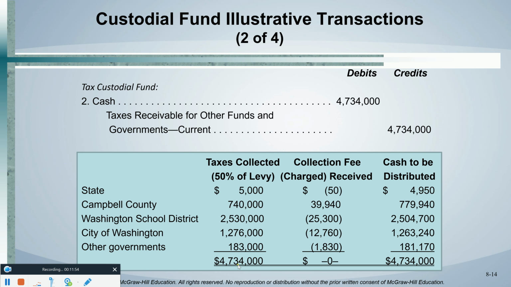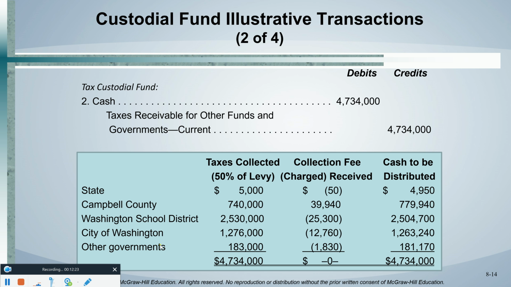$4,734,000 in taxes were collected, and $4,734,000 of taxes will be distributed to the various governments. The only difference is that we're going to take away from all the other governments and we're going to give that fee, that extra fee, to the county, because the county is the one doing the work. The county is the one that is managing the custodial fund. All right, hopefully you all understand that.